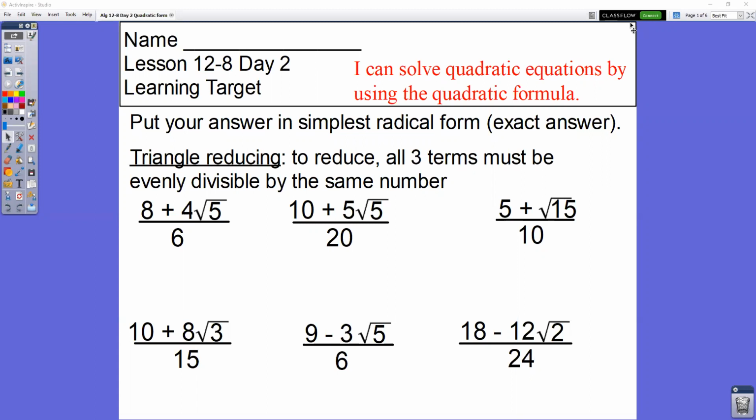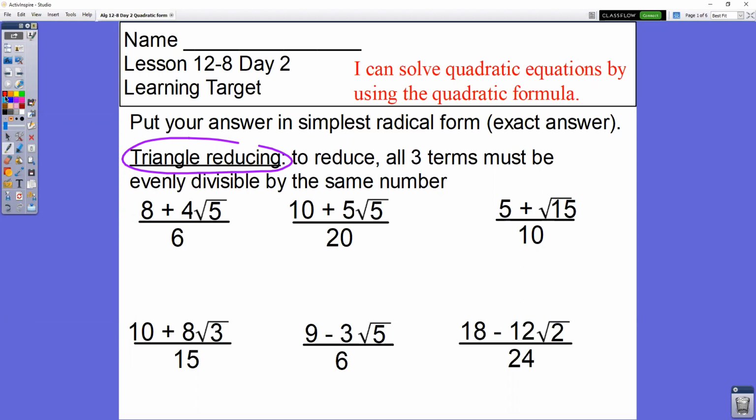So the first thing that I need to teach you about is something called triangle reducing. All right, it's called triangle reducing because when we go to reduce it, it looks like a triangle, right? To reduce it, all three terms have to be evenly divisible by the same number. So there's actually 6 different examples here that we're going to do. When you go to solve the quadratic formula, you're going to get an answer today that looks like this. However, you need to put it into simplest radical form.